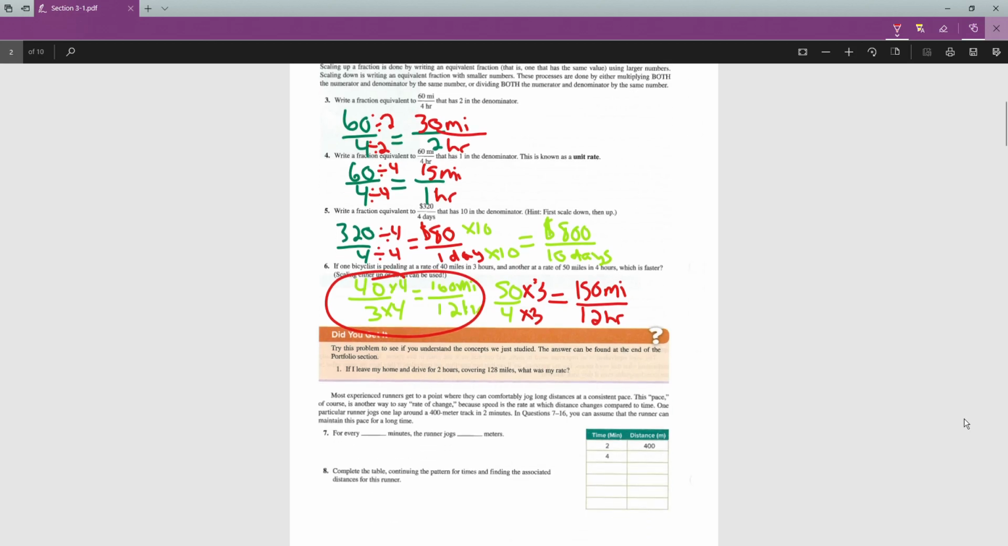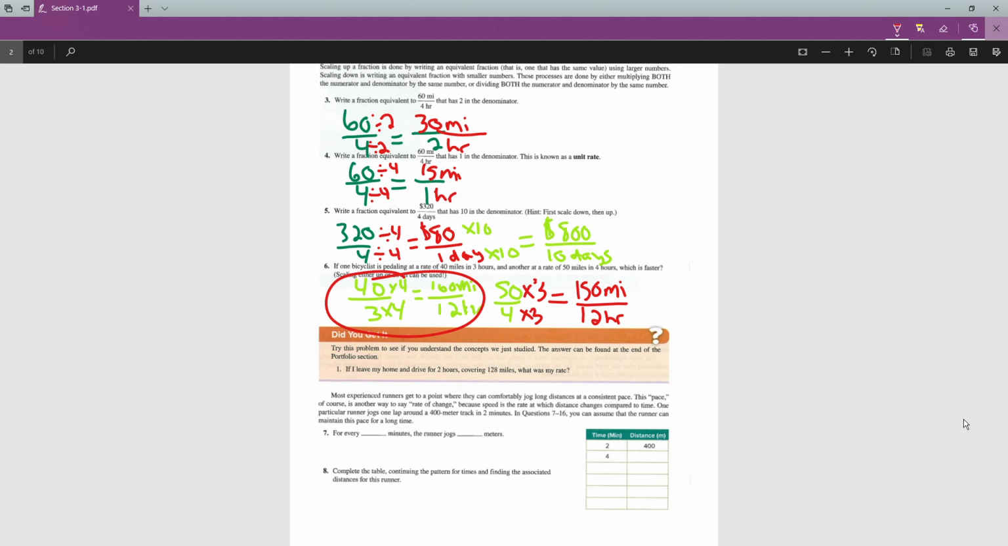Look below the orange box, and they give us some information. They tell us most experienced runners get to a point where they can comfortably jog at distances at a consistent pace. This pace, of course, is another way to say rate of change, because the speed is the rate at which distance changes compared to time.